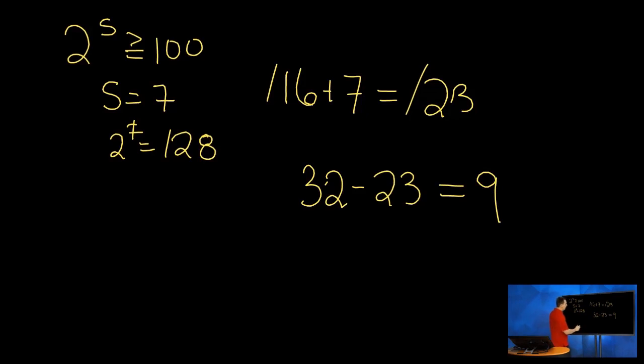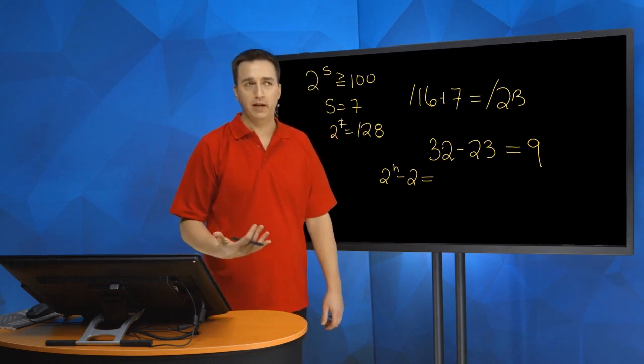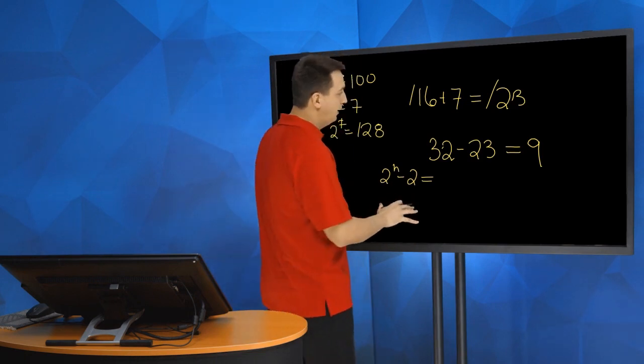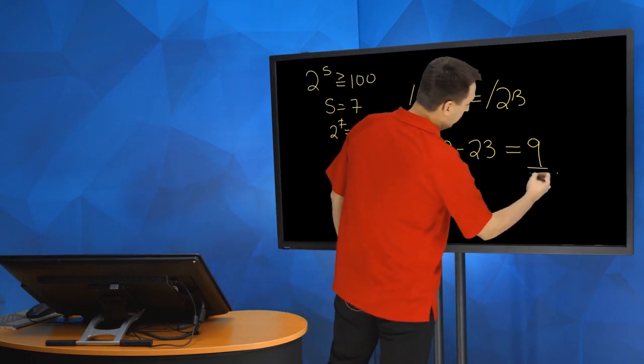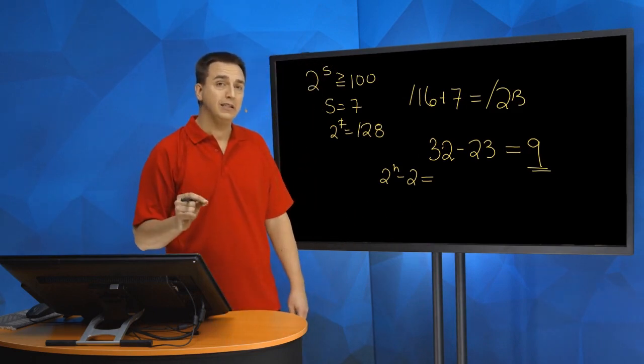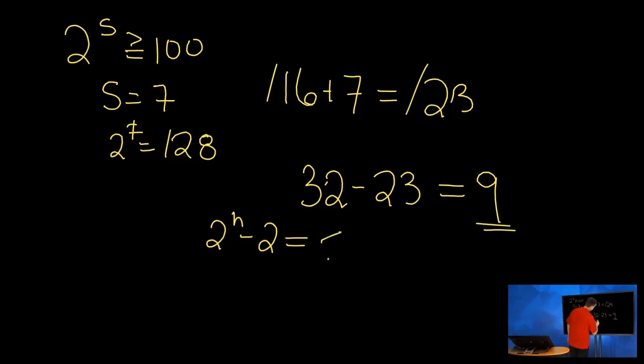So what's our equation now for hosts? 2 to the power of h minus 2 is going to equal the number of hosts that we can have for each and every single subnet that we've created. So h is our 9 that we see over here, the number of host bits left over. So 2 to the power of 9 is 512, minus 2 is 510.